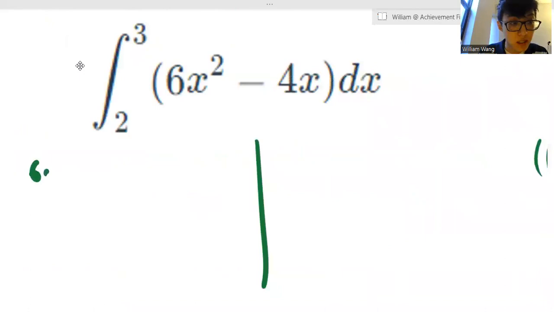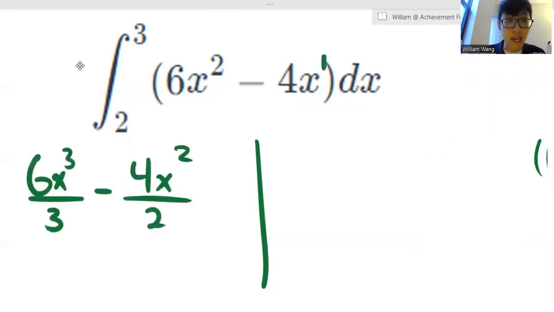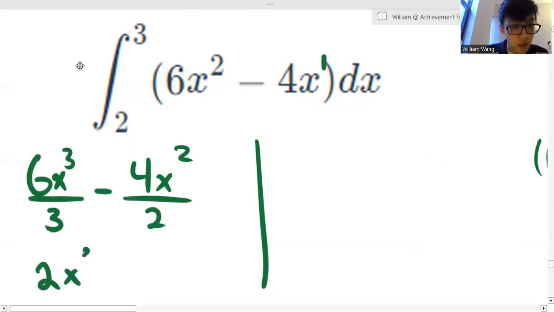So it's going to be 6x to the 3 divided by 3 minus, remember this is 4x to the first power, so it's 4x squared divided by 2. Right, that's my anti-power rule. Now, if I simplify this, that's 2x cubed minus 2x squared.